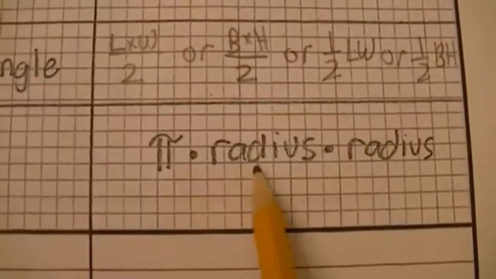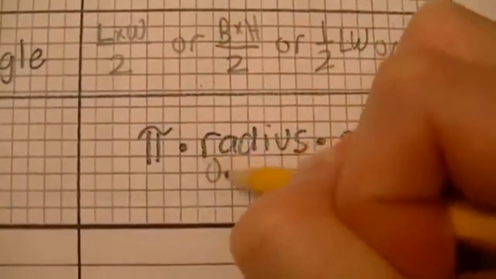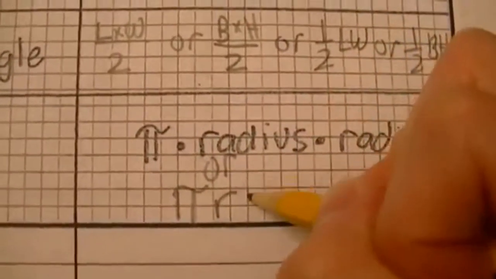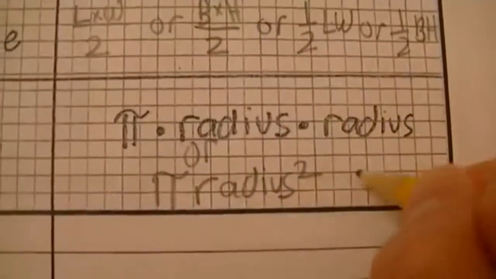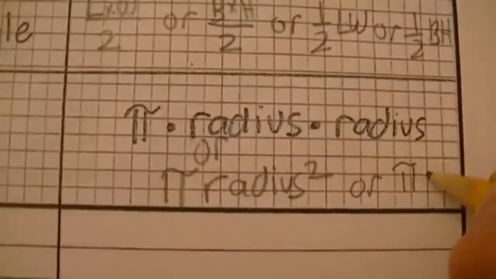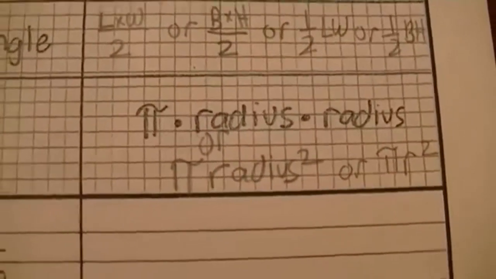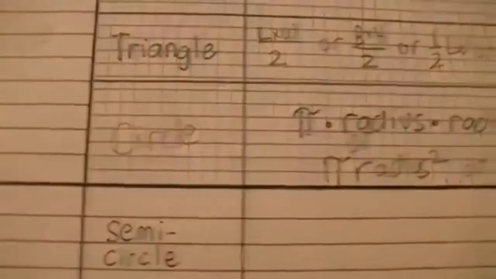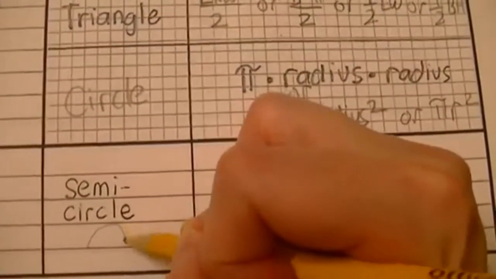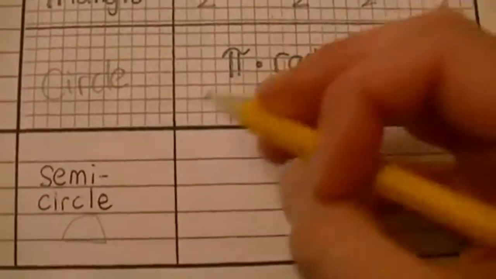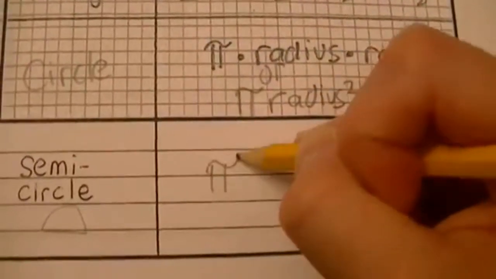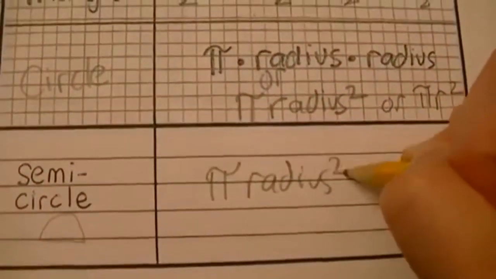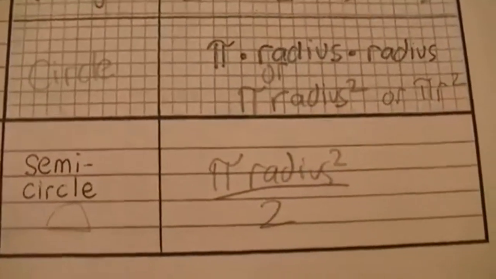Okay, so the area of a circle is pi times the radius, or we could say pi times the radius to the 2nd power. Or if you want shorthand for it, it's pi r squared. And that is the area of a circle. All right, now a semicircle is just half a circle. So for the area of a semicircle, you would take the exact same area of the circle, pi times radius squared, and then all you do is divide it by 2.